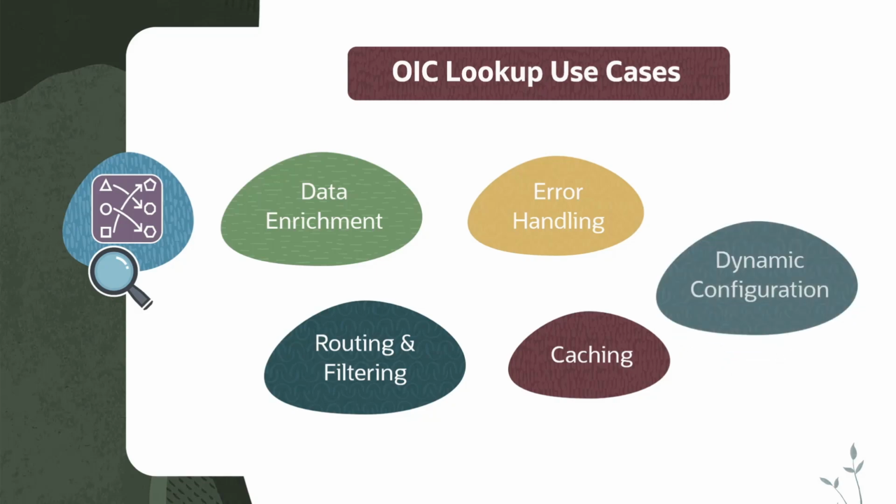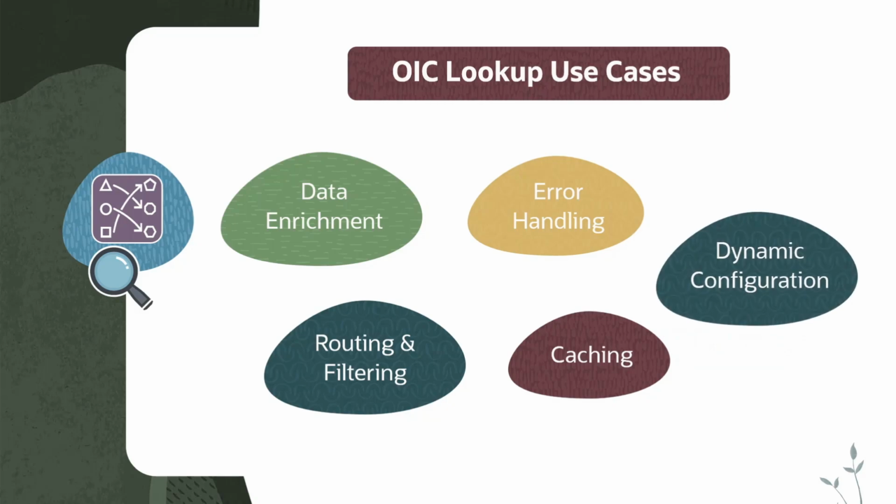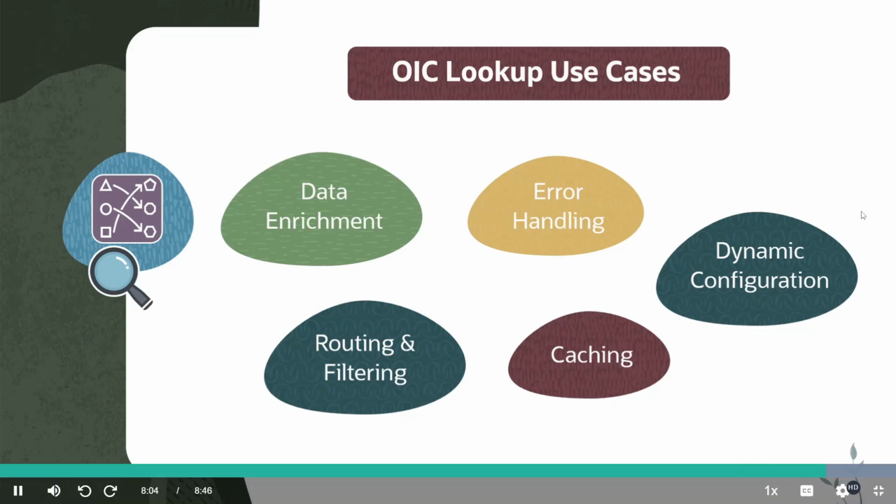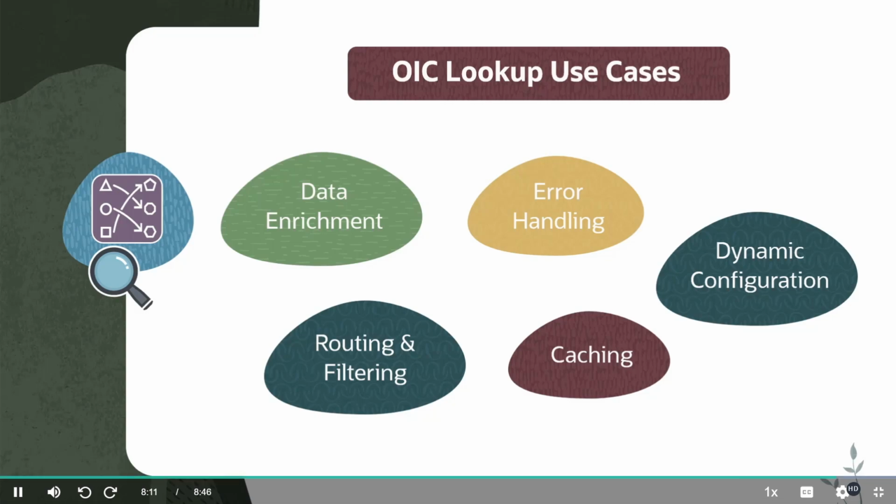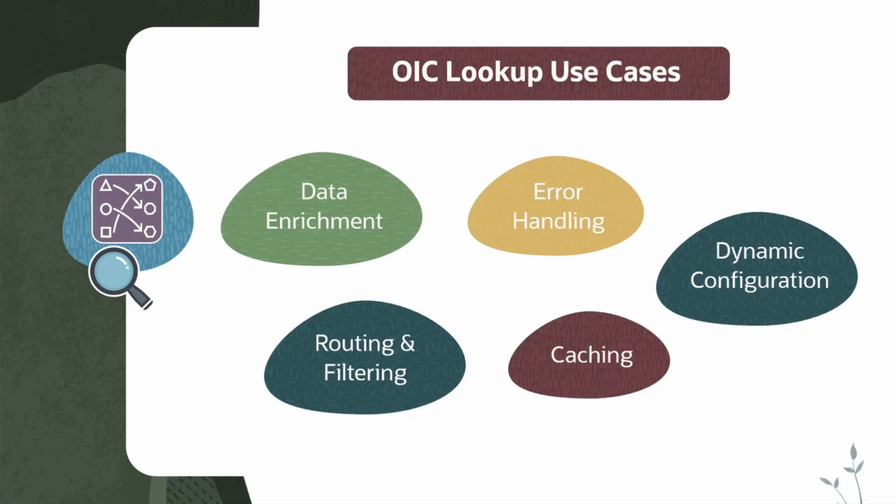And finally, consider using lookups to store certain configuration settings that will change. This allows you to update configurations without modifying your integration flows. For example, you can use lookups to store certain API endpoints or credentials or connection parameters.